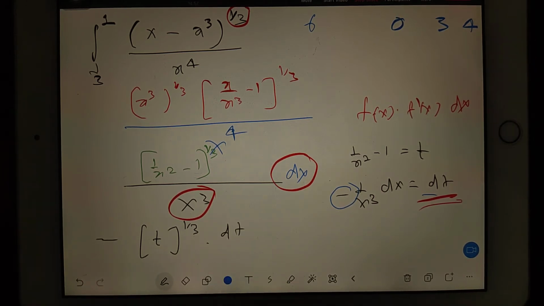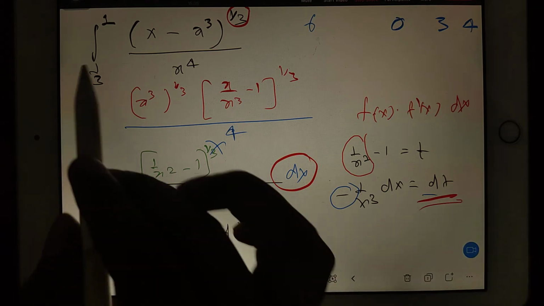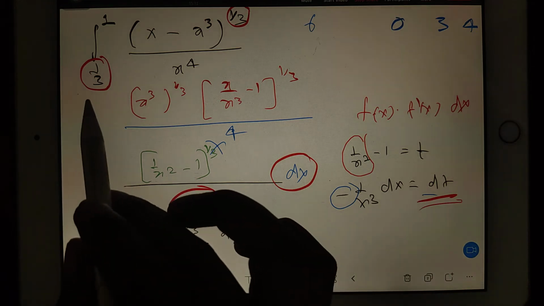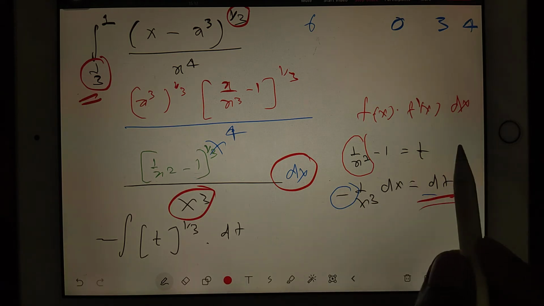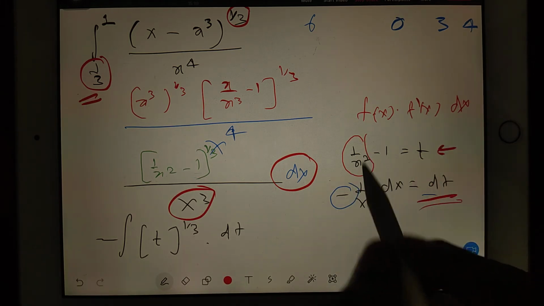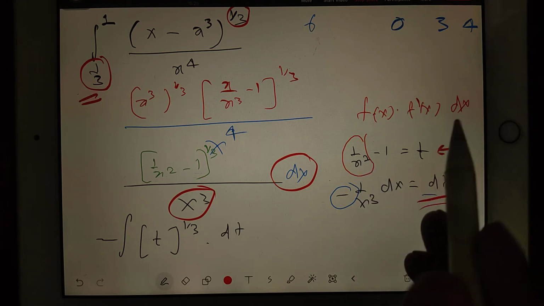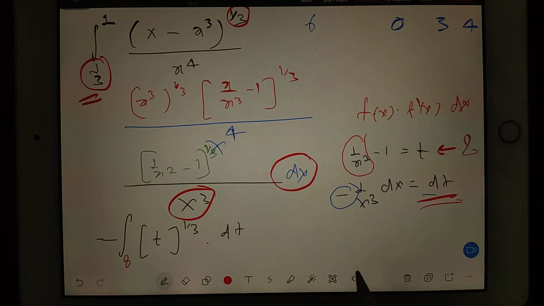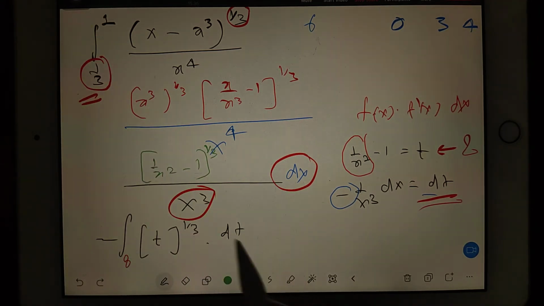Now if you want, you can change your limit here itself. For this equation, if you put 1 by 3, because 1 by 3 to 1 is the limit given, you find the t value. 1 by 3 means 1 by 9 minus 1, which is 3 square minus 1, so 9 minus 1, 8 will come. So your lower limit became 8. Now you go for the upper limit. In the case of the upper limit, you put 1, so 1 minus 1 is 0, so this will go to 0.